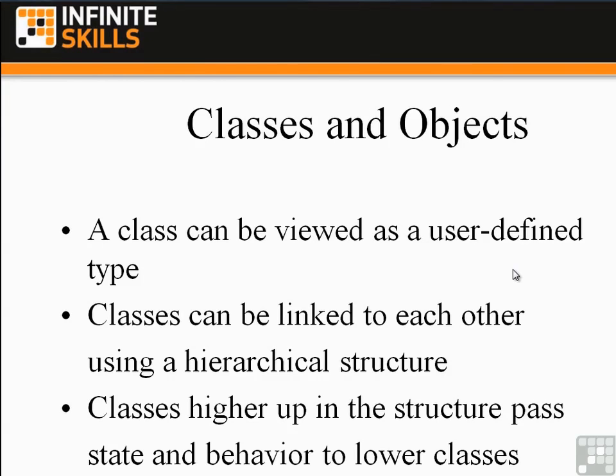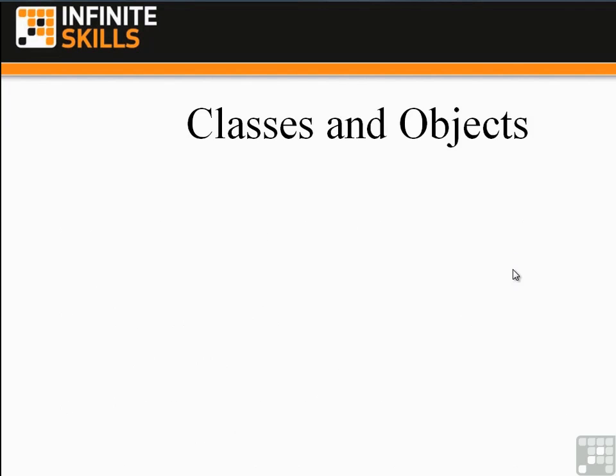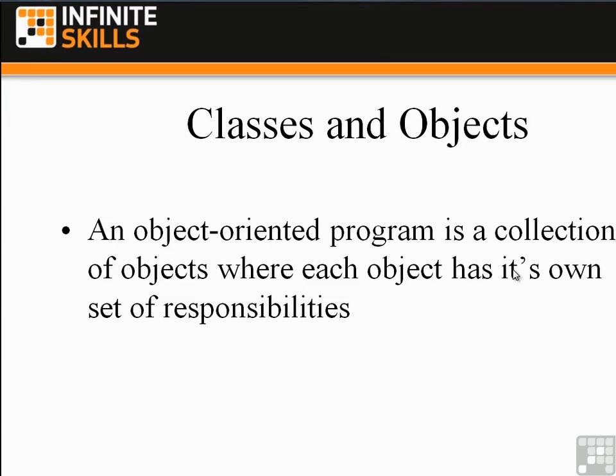Classes higher up in the structure can pass state and behavior to lower classes, which is pretty much what inheritance means, is that I can take the characteristics of an employee and pass those down to lower level classes such as an hourly employee or a manager. An object-oriented program is a collection of objects where each object has its own set of responsibilities. That's what makes object-oriented programming such a great tool for managing large complex programs, because with each object I can concentrate on its responsibilities rather than have to worry about all the objects at once. So each object can be defined independently and then brought together to create a more complex whole.